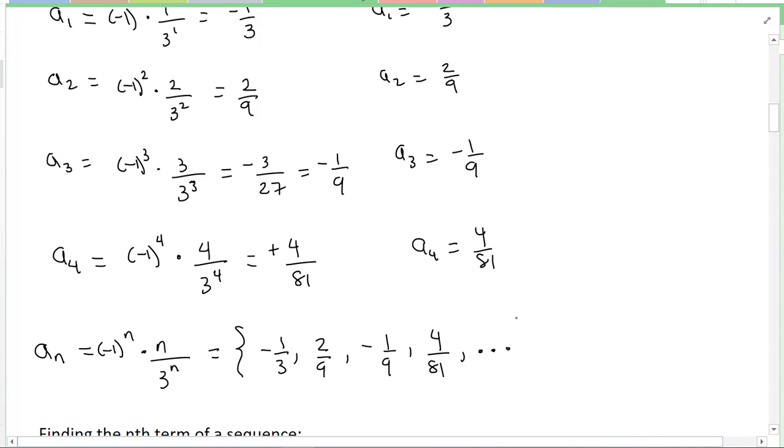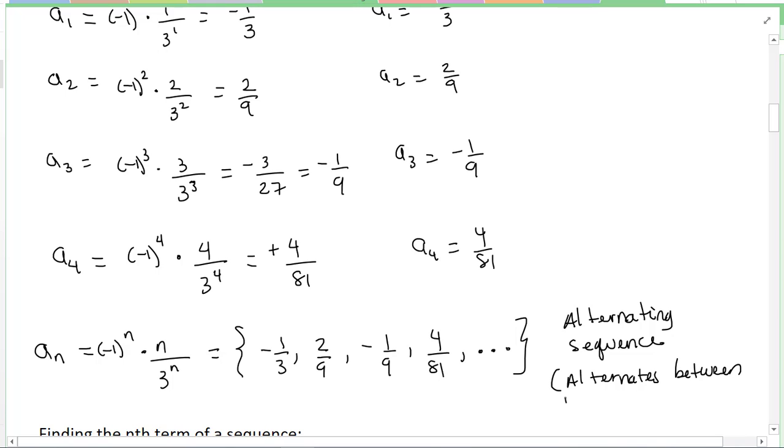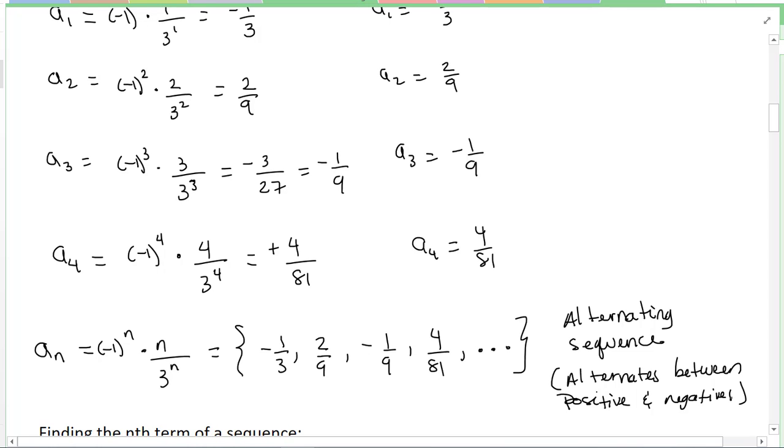So this is an example of something that's called an alternating sequence, because the sign alternates from positive to negative. So that's why it's called an alternating sequence.